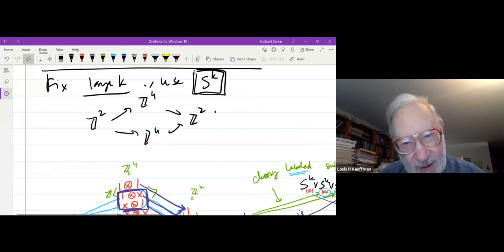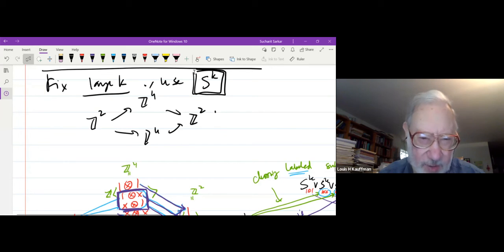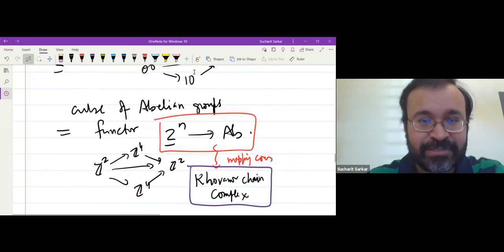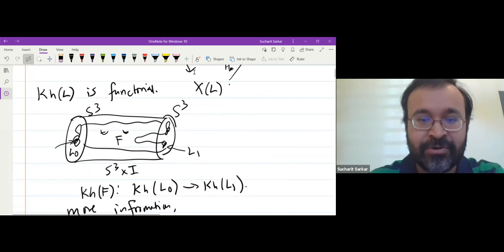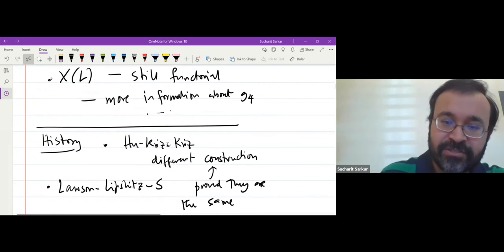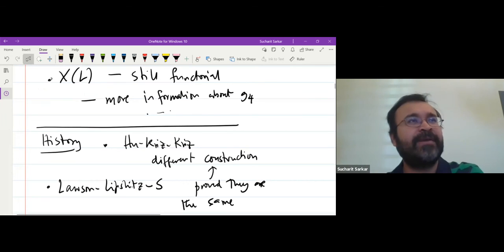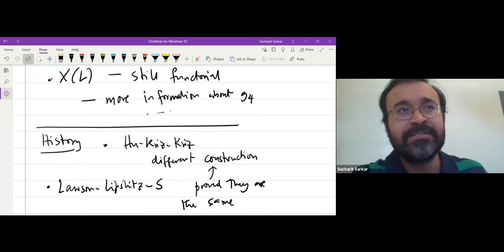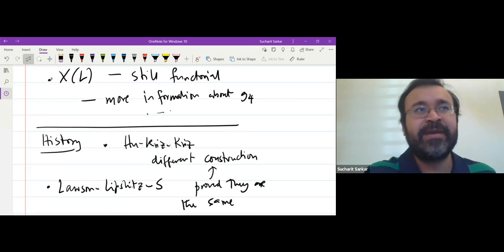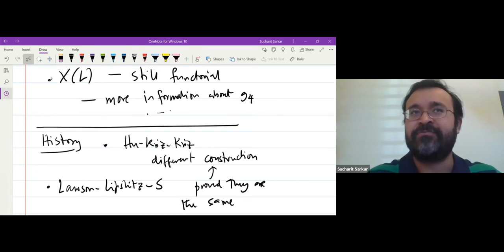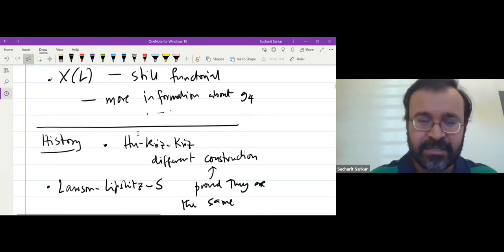A question: how does the description you gave today compare with your flow category kind of description? So it's the farthest from the flow category description. The description I gave today is much closer to the construction by Hu-Kriz, I think. First we constructed the space using flow categories, following Cohen-Jones-Segal. They have a mechanism for constructing a flow category and getting a space out of it. So we constructed a flow category, and that was our construction, the one with Robert Lipshitz.